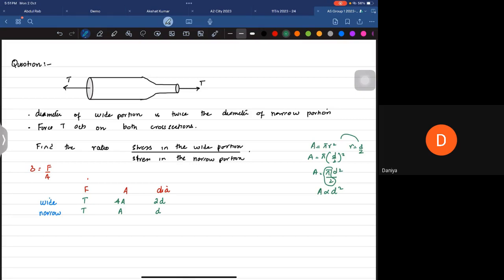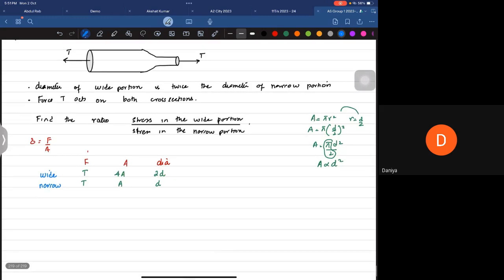Now we need to just write the two equations. The wide stress would be the force, which is the tension, divided by area, 4a, and stress in narrow would be the tension over area a. Just divide these two together. Stress in wide over stress in narrow equals tension over 4a divided by tension over a. Then you remove the divide sign; basically, you can take the reciprocal on the other side. Now you can cancel area with area, tension with tension. So it will leave you with just 1/4, which is 0.25. Do you guys get it?